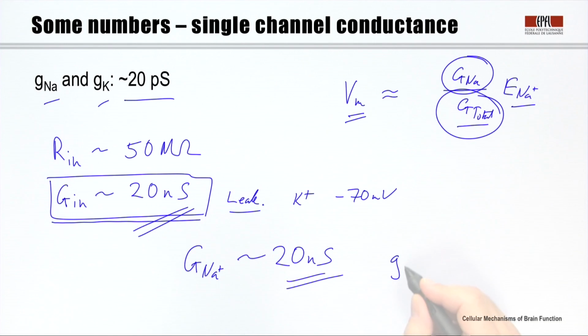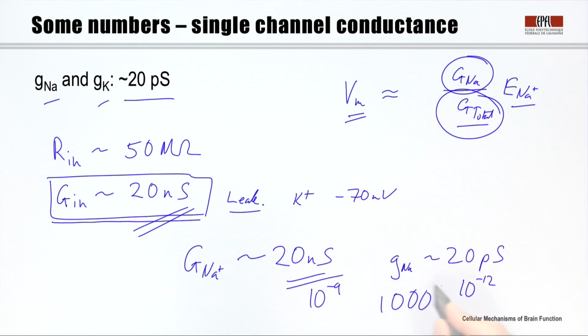The single-channel conductance is around 20 picosiemens. This is 10 to the minus 9, and this is 10 to the minus 12. There's a factor of 1,000. So something like 1,000 sodium channels are needed in order to make a substantial impact upon the membrane potential of a cell. Indeed, most neurons have high concentrations of voltage-gated sodium and potassium channels, so that they can change the membrane potential rapidly in a voltage-dependent manner in order to perform nonlinear computations.